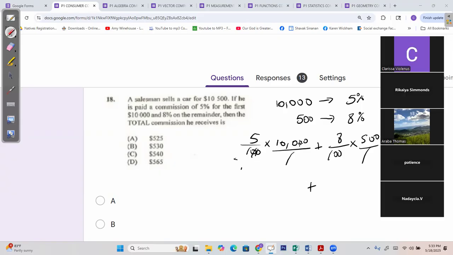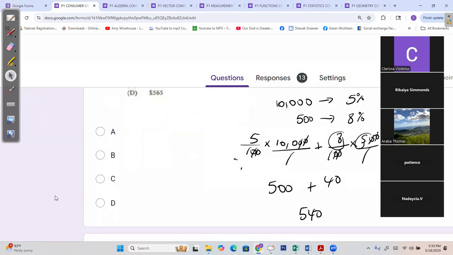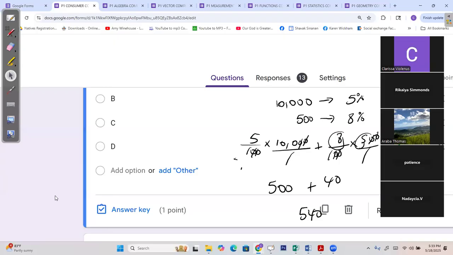So cancel the zeros. That's 5 times 100, so that's 500, plus, cancel the zeros, that's 8 times 5, which is 40. So how much is his total commission? His total commission is $540. So that will be C. If everybody understands that, so got it quickly.